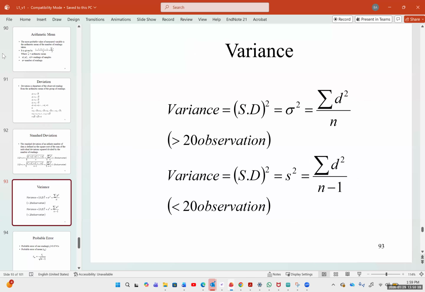Now, the variance is the standard deviation squared, or standard deviation to the power of 2. In other words, variance is going to be equal to sigma d square over n. This is for observations above 20, and for observations of 20 or less, variance is going to be sigma of d square over n minus 1.